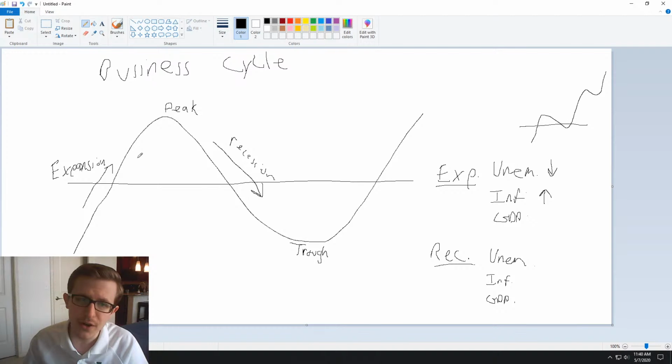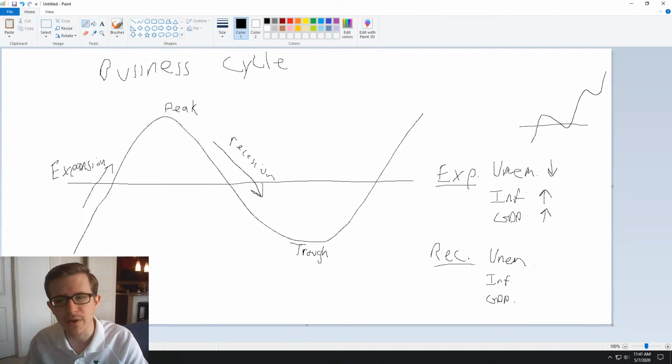Now, GDP during expansion is probably one of the more obvious ones. What is it going to mean for GDP? As the economy gets bigger and we're making more, that means GDP is going to be going up. That is correct. So unemployment and inflation are going to be the ones that most directly impact people themselves.